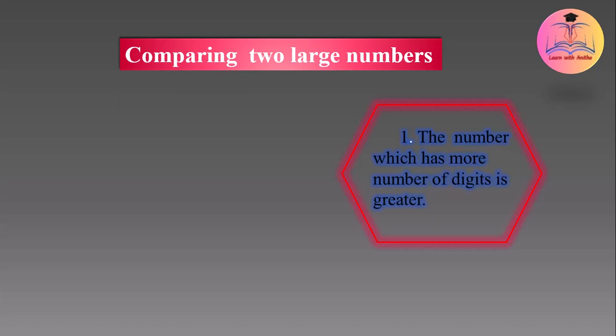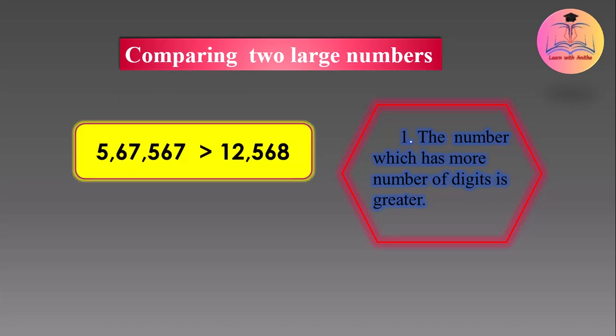The first rule: the number which has more digits is greater. If we want to compare two large numbers, what do we have to check? We have to check the digits of the number. Which number has more digits? That is the greater number. Here, this number has 6 digits and here 5 digits. Which one is greater here? We have the rule: the number which has more digits is greater.